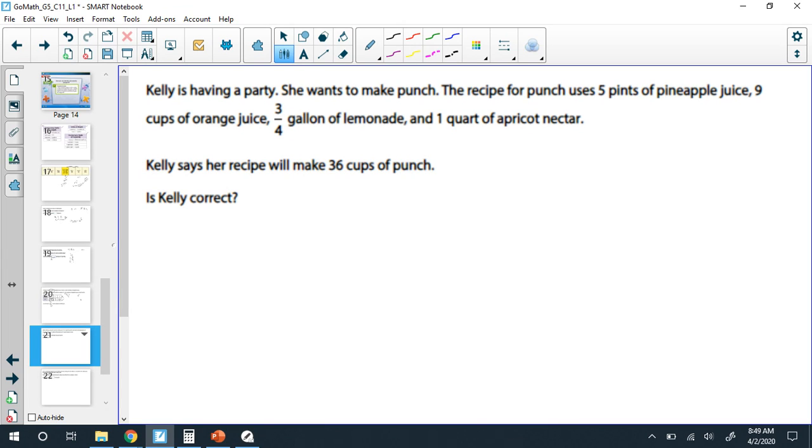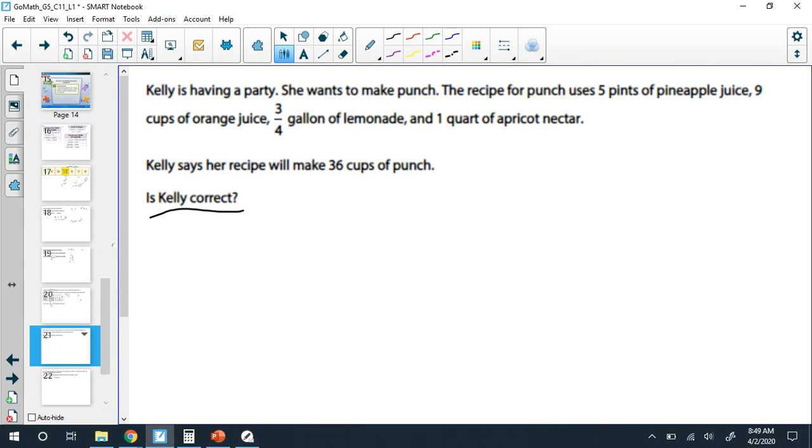Next one. Kelly is having a party. She wants to make punch. The recipe for the punch uses 5 pints of pineapple juice, 9 cups of orange juice, 3/4 of a gallon of lemonade, and 1 quart of apricot nectar.